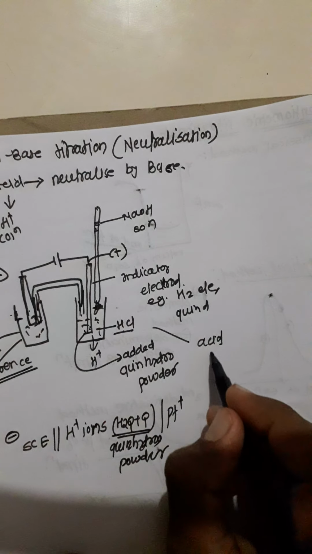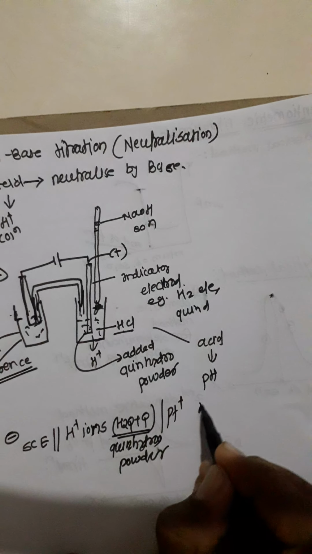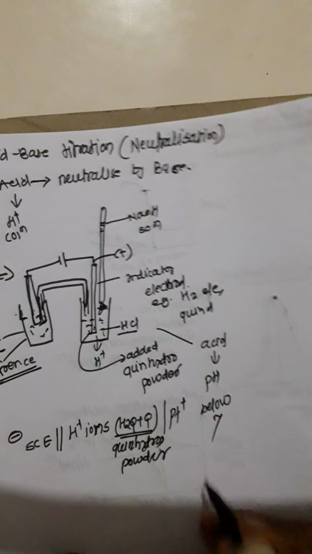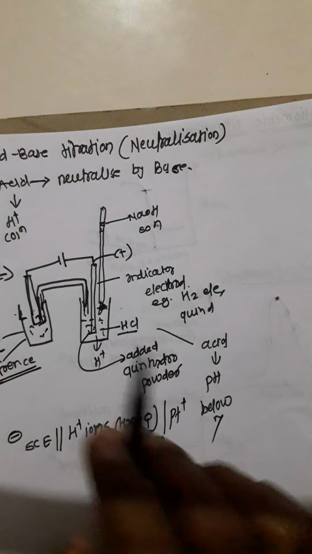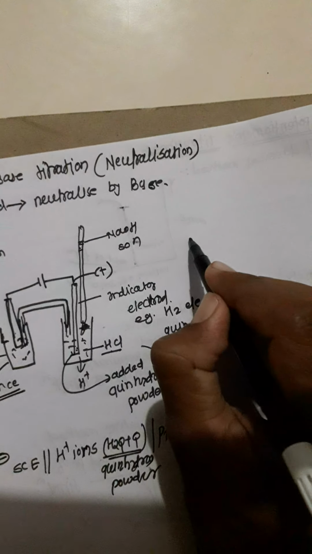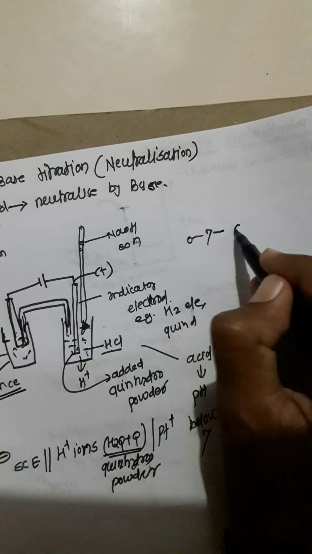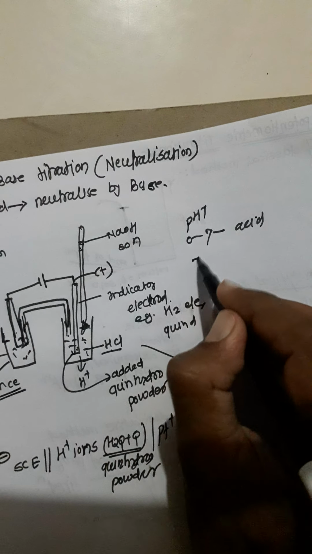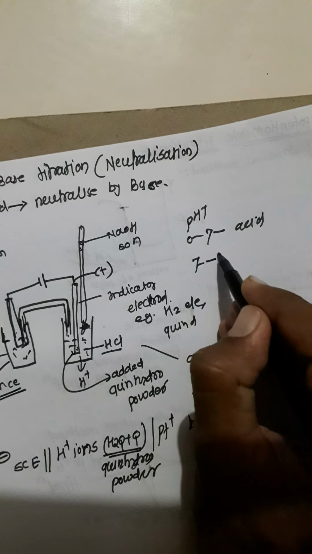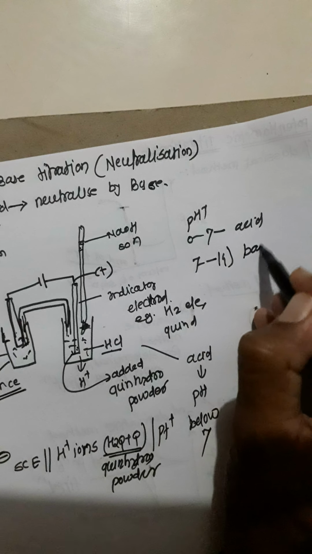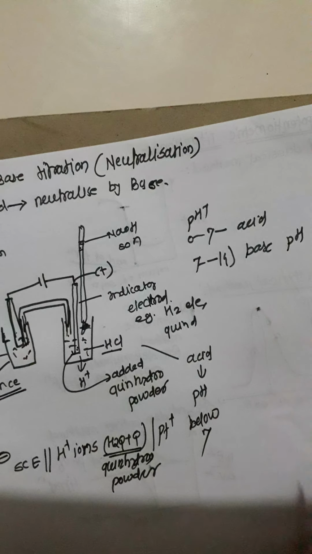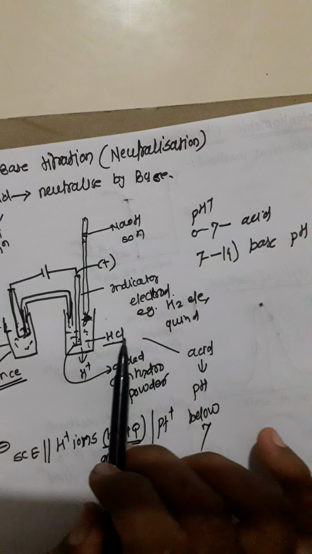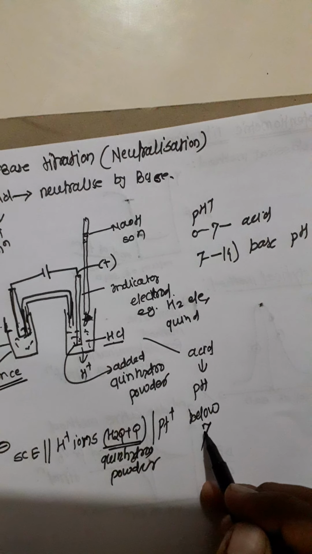This is the acid, which means pH is below 7. Acid means pH 0 to 7, and 7 to 14 is base. This is the pH range. Whenever the HCl is acid, it means pH is below 7.